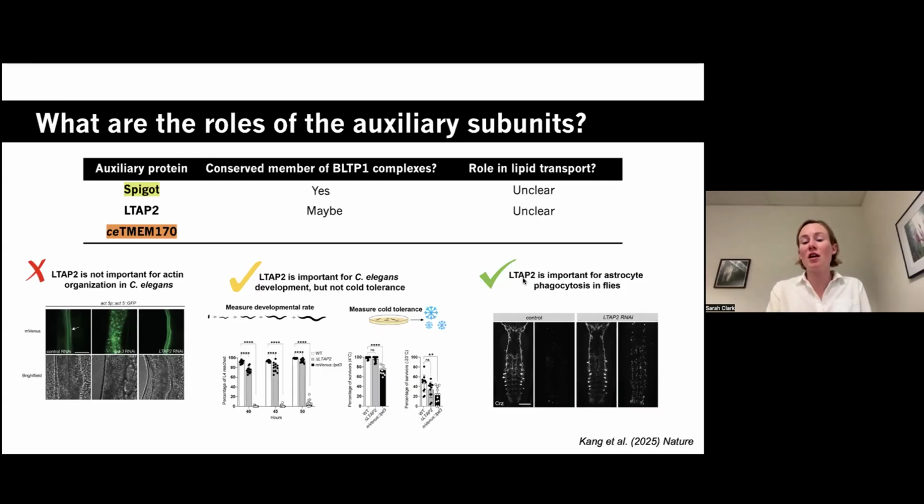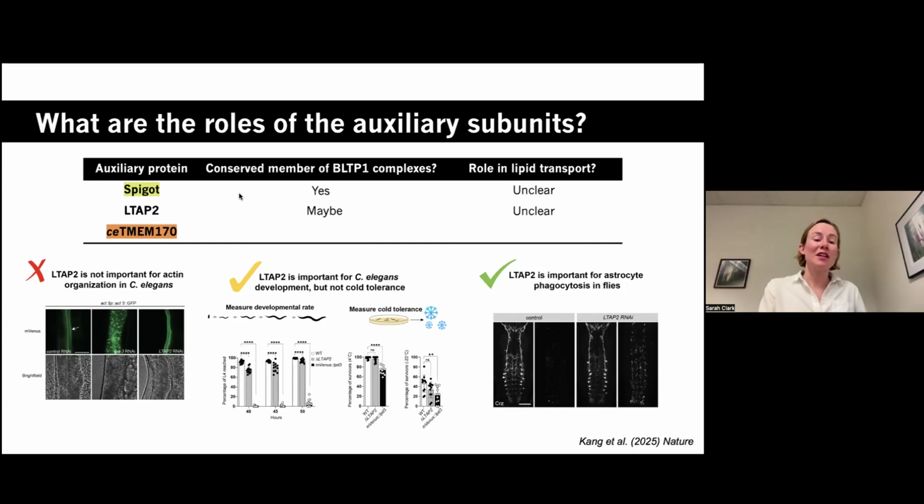However, if you knock down LTAP2 in flies, we do see this impaired phagocytosis, indicating that it might be important for BLTP1 mediated lipid transport. So at this point, maybe additional studies are required. And since we can't see LTAP2 in the cryo-EM map, we really have no idea what its role in lipid transport is, something we're also investigating.